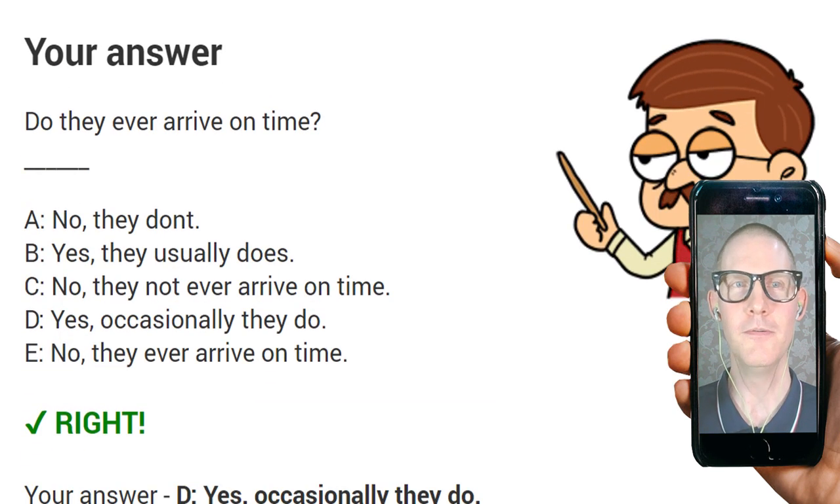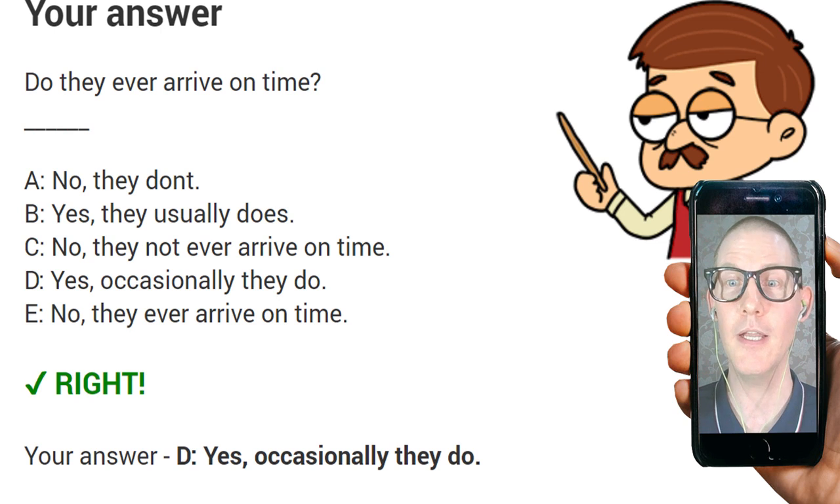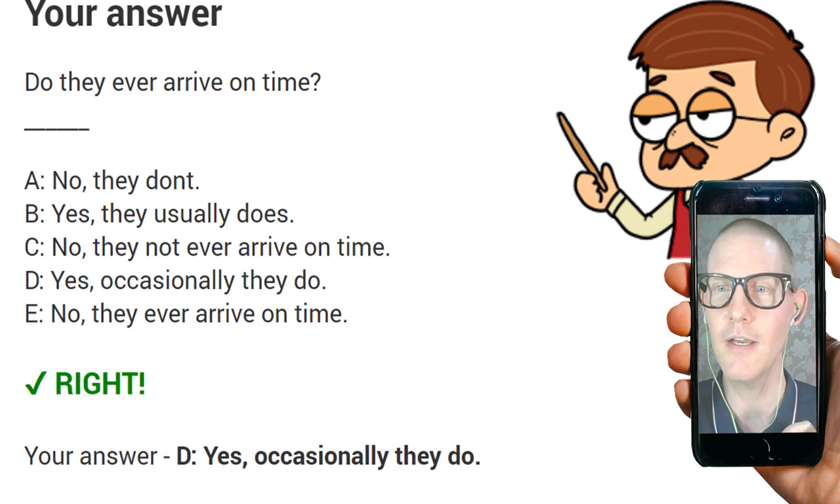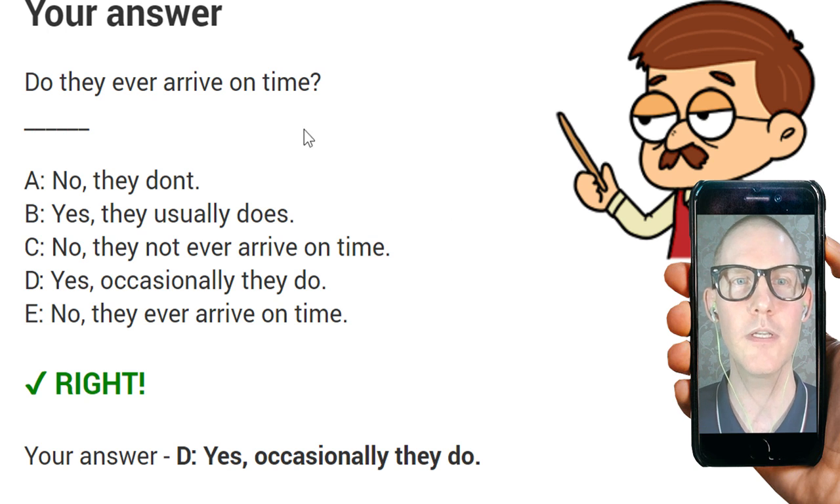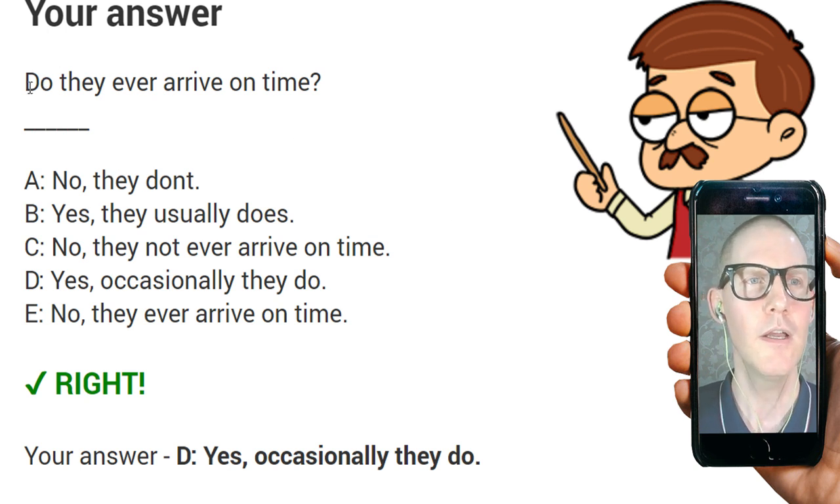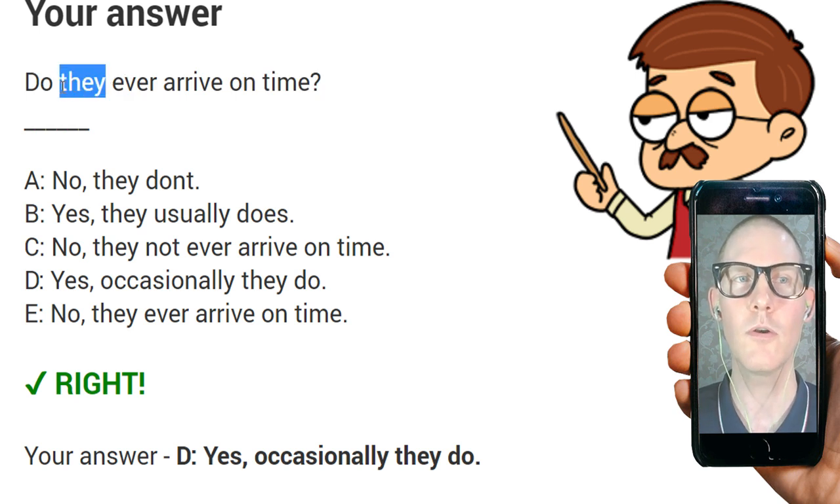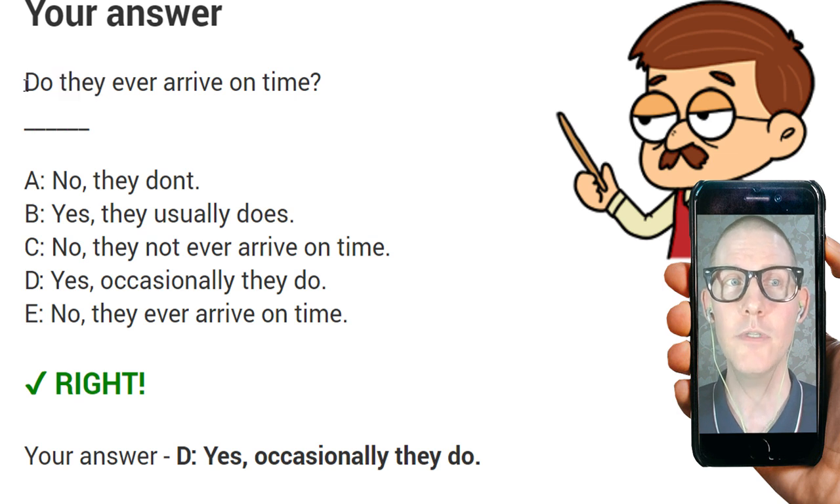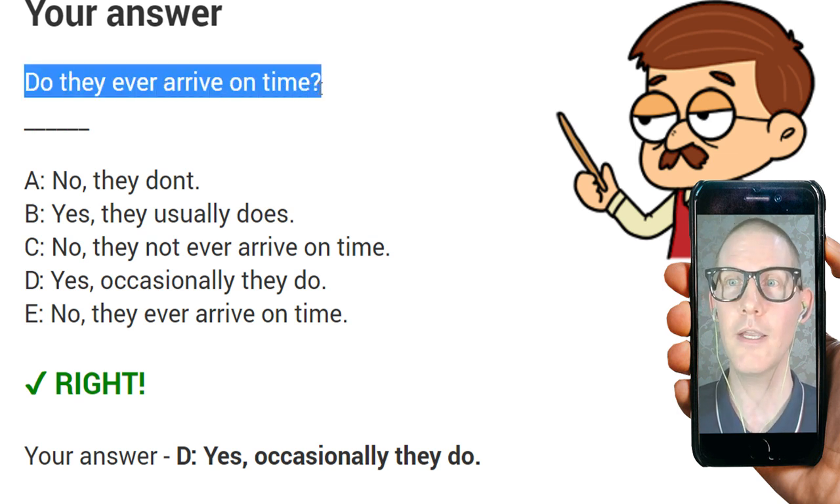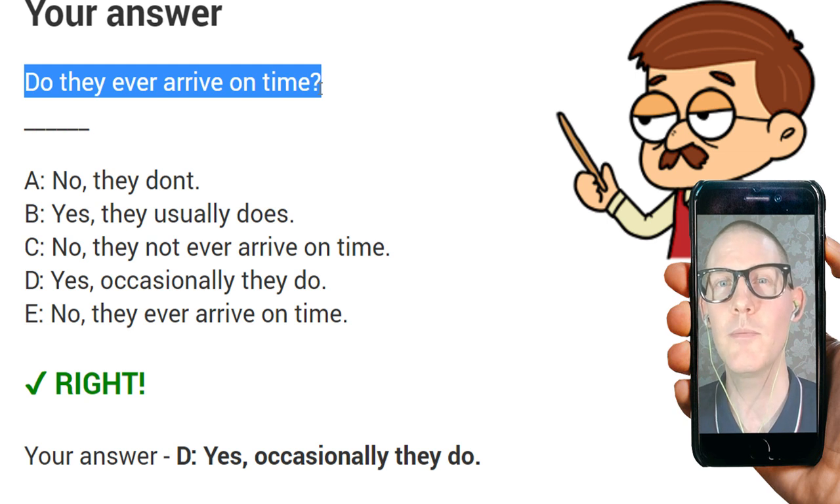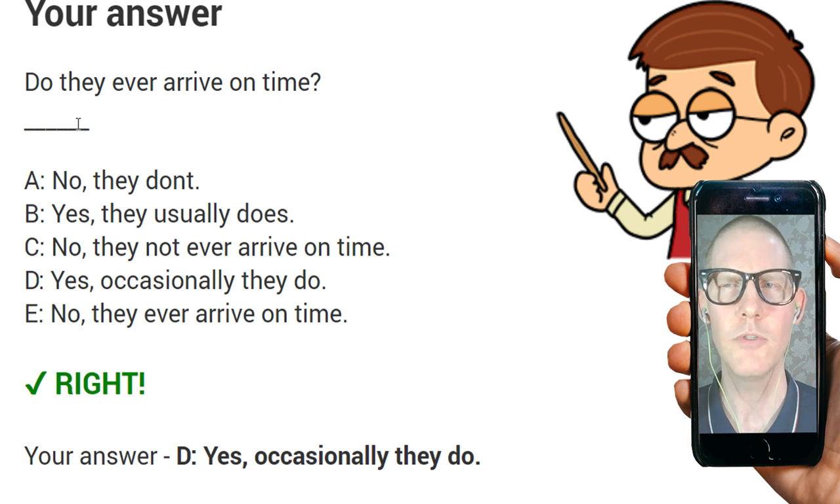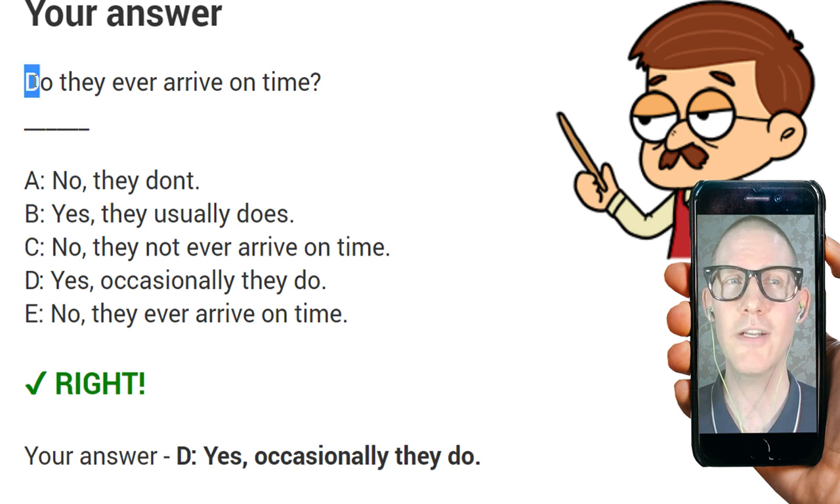Right! Okay, so let's talk about this one because we had mixed answers in the comments, right? Let's see if we can explain why some of them are incorrect. Do they ever arrive on time? First we'll establish we're waiting for people, or else we're talking about the habits of certain people. Maybe we're talking about our neighbors and we invite them over for dinner once in a while, and then our family members are late. Do they ever arrive on time? So we're talking about habitual actions in the past, right? Do they ever arrive on time?